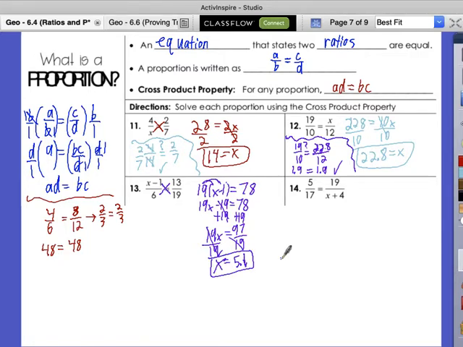Now, if you want to, you can go back and check by saying 5.1 minus 1 divided by 6, and does that equal 13 over 9? You don't have to, though. You can if you would like to.